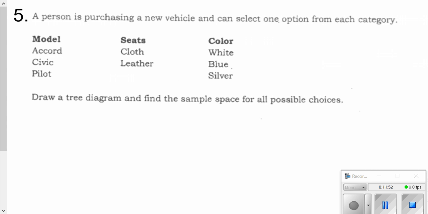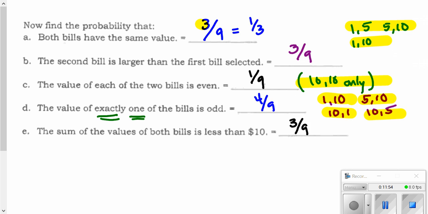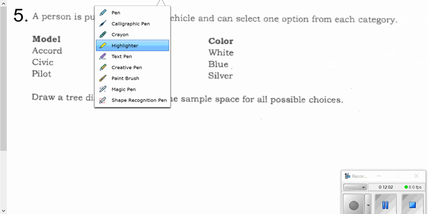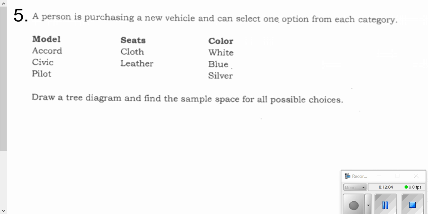All right, number 5. Let me look back at that. Yeah, okay. Number 5 is the last one we're going to do. A person is purchasing a new vehicle. Oh, that sounds great. I'm kind of in the mood for a new car. Maybe that's why I want this question.